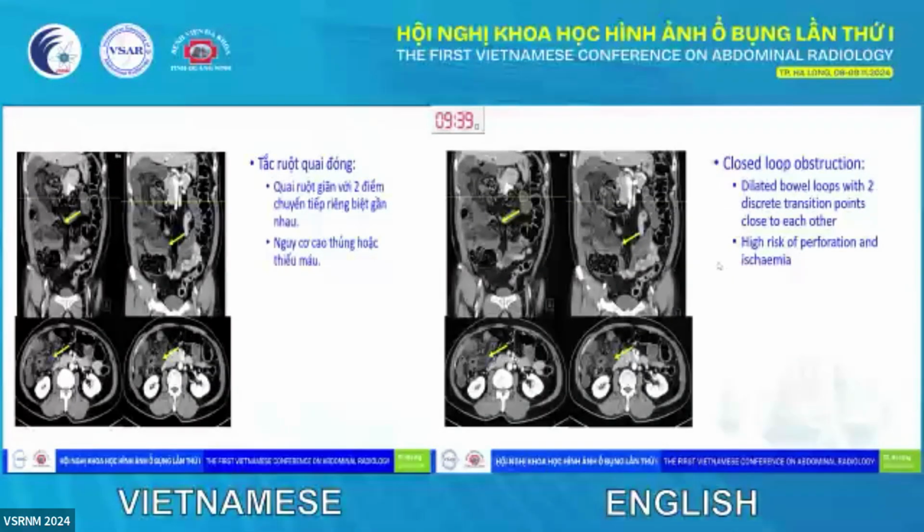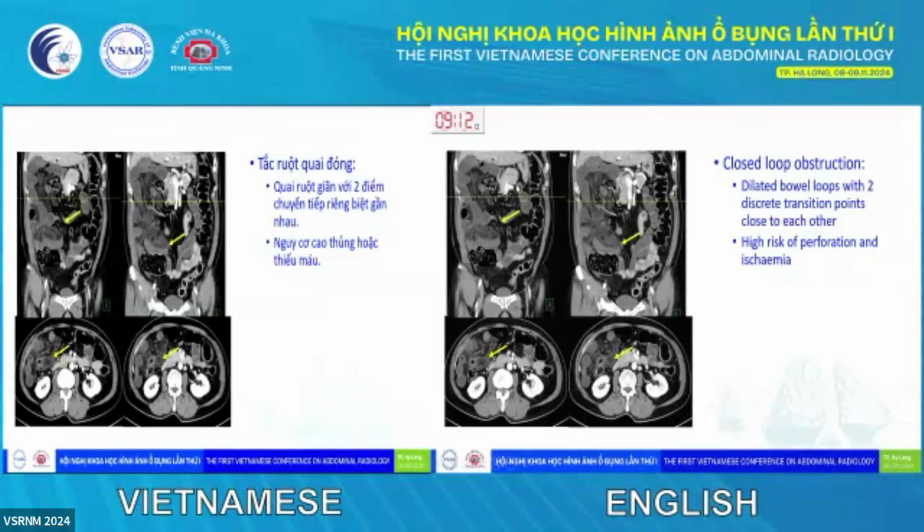So a closed loop obstruction is diagnosed when you have dilated bowel loops with two discrete transition points that are close to each other. And as I mentioned earlier, because of the nature of the obstruction, these patients are at high risk of perforation and ischemia. So in this patient, who had previous abdominal surgery in the past, the current presentation is with intestinal obstruction.